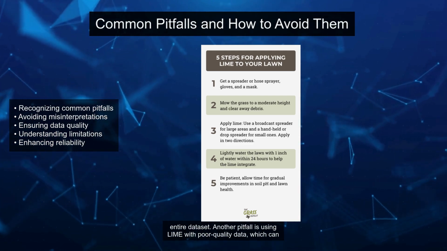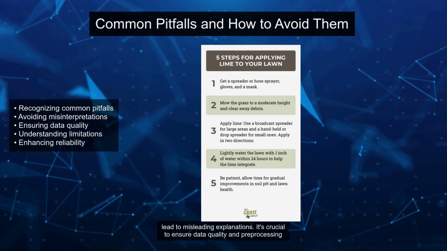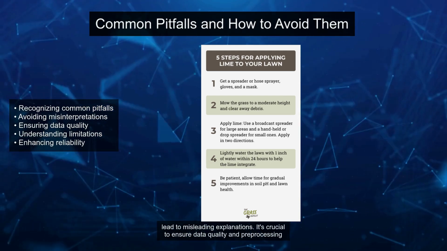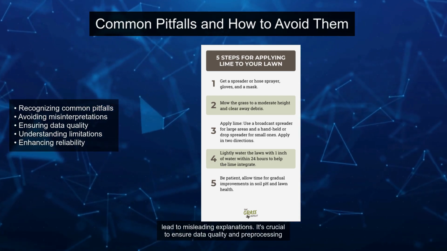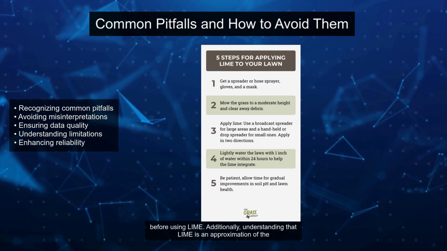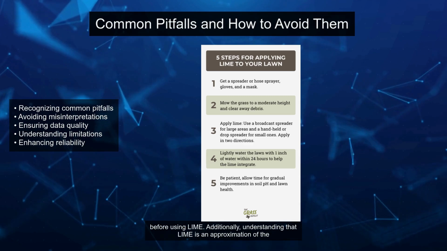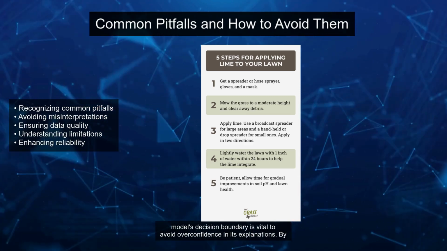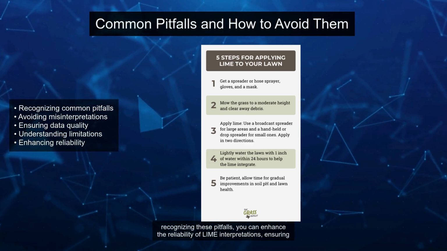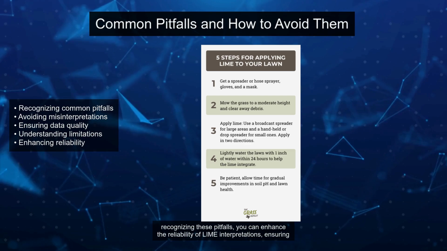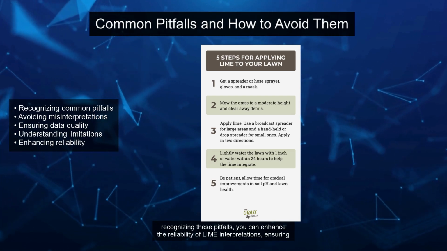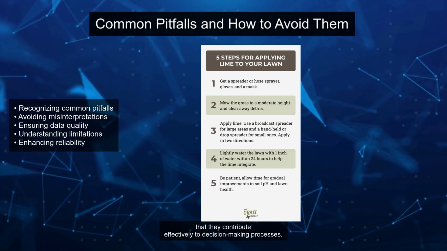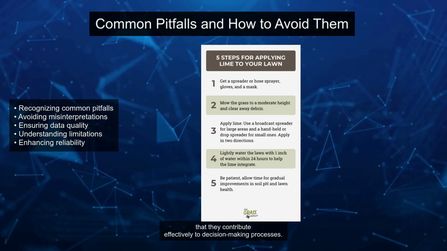Another pitfall is using LIME with poor quality data, which can lead to misleading explanations. It's crucial to ensure data quality and pre-processing before using LIME. Additionally, understanding that LIME is an approximation of the model's decision boundary is vital to avoid overconfidence in its explanations. By recognizing these pitfalls, you can enhance the reliability of LIME interpretations, ensuring that they contribute effectively to decision-making processes.